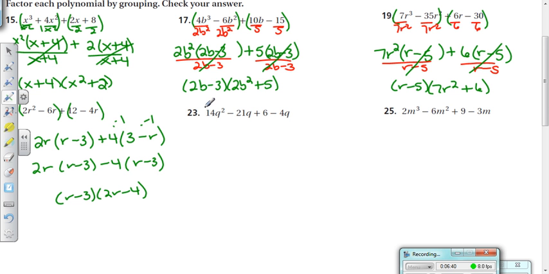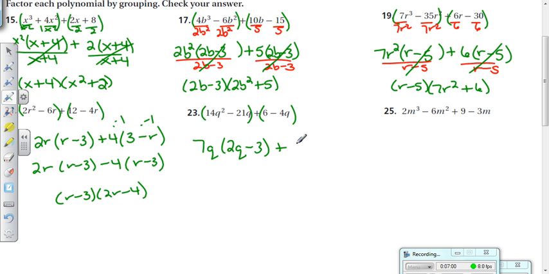Number 23, I can group the first two, can group the last two. Greatest common factor between 14 and 21 is 7. Between a q squared and a q is a q. So if I divide by 7q, I'm going to get 2q. 21q divided by 7q is a minus 3. Then I have a plus sign.